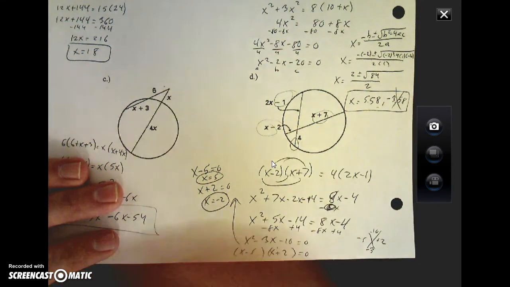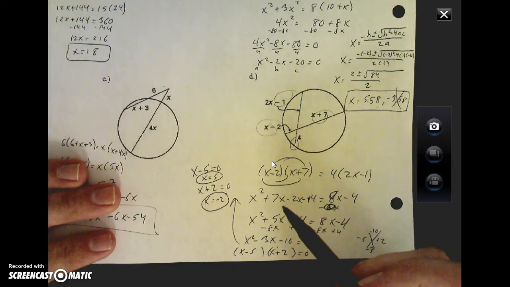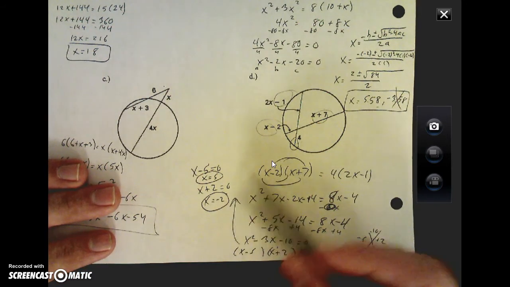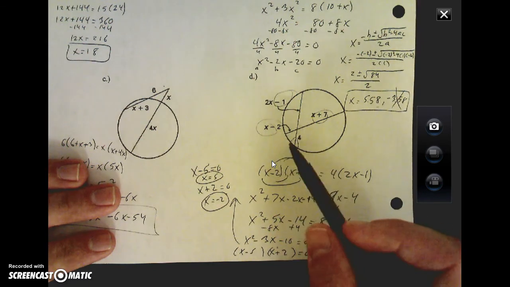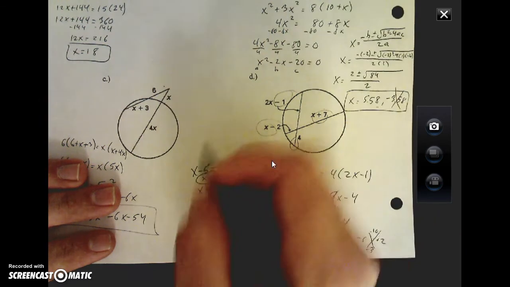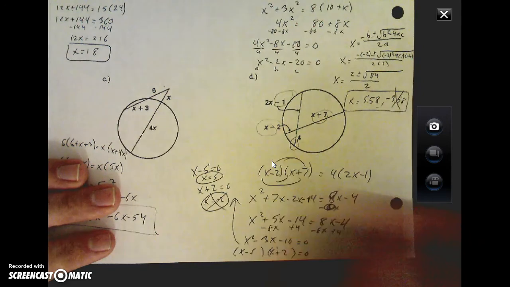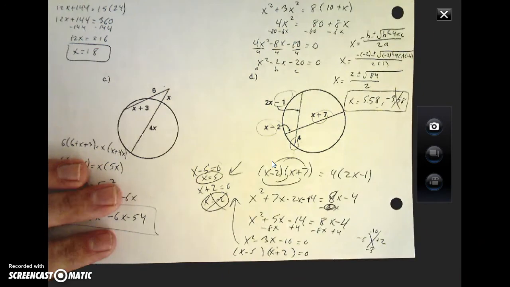Now, again, which one do you think will work? Alright, if I plug in a negative 2 up here, it will make some of these things 0, which won't work at all. So we don't want the negative 2 one. You put a little x through it, it'd be good. So the x equals 5 is the one we want.